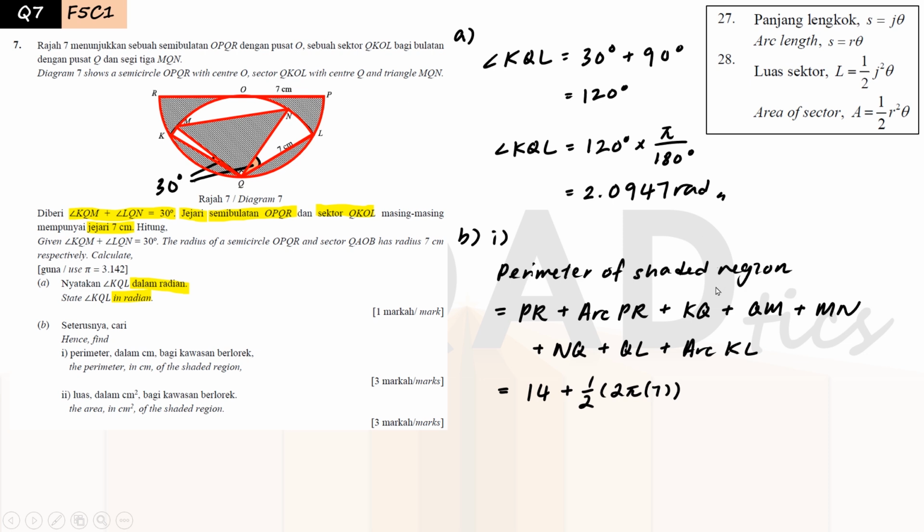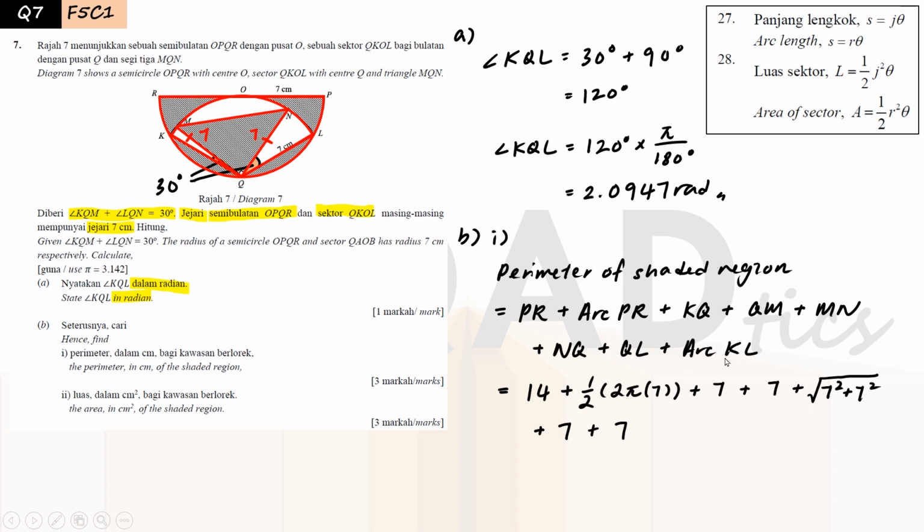Okay, for KQ and QM, both of them are actually the radius of this sector, so both of them are 7. For MN, it is actually the hypotenuse of this right angle triangle, so the other two lines are actually the radius. This one is 7, this is also 7. So to find the hypotenuse, it would be 7 squared plus 7 squared, then square root. And NQ and QL are the radius of the sector, so both of them are 7.